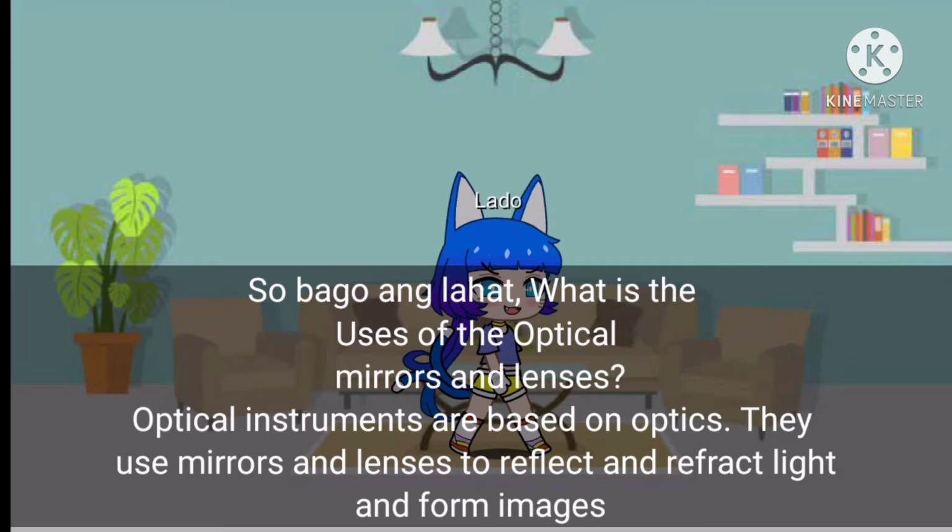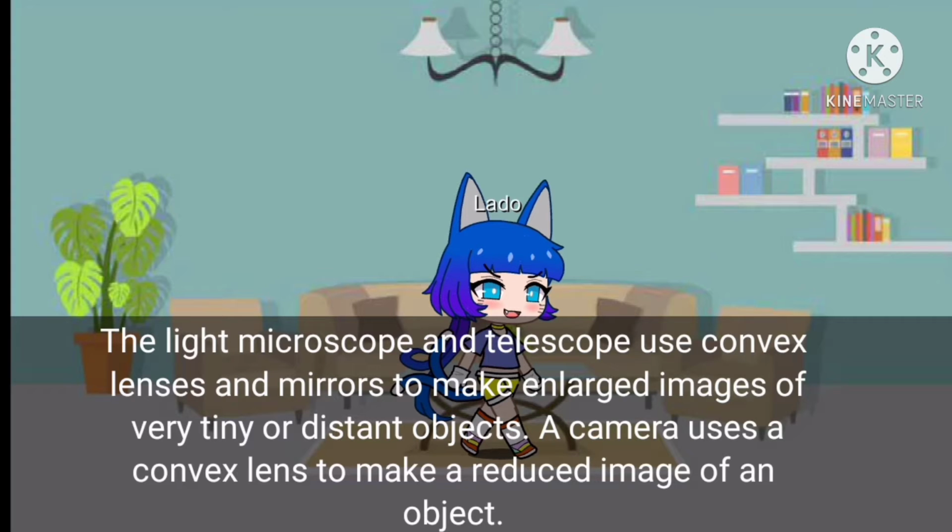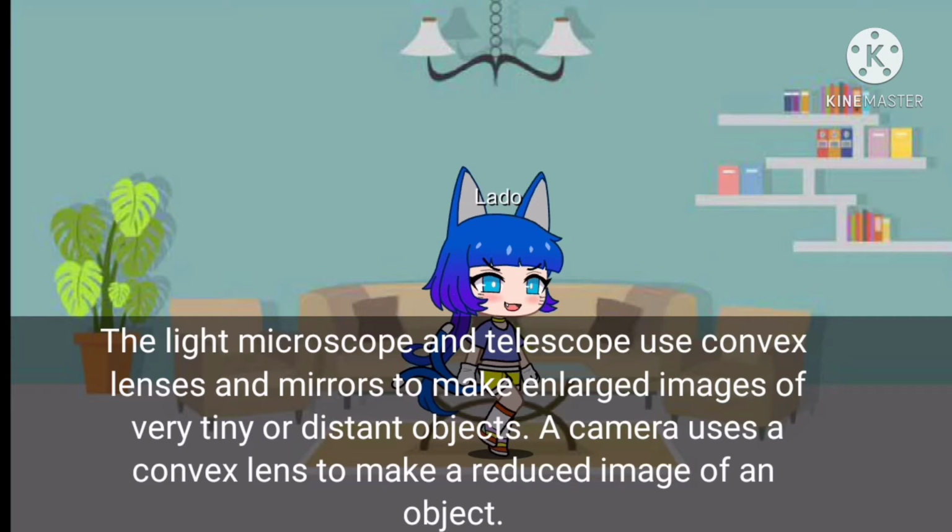So, before anything else, what are the uses of optical mirrors and lenses? Optical instruments are based on optics. They use mirrors and lenses to reflect and refract light and form images. The light microscope and telescope use convex lenses and mirrors to make enlarged images of very tiny or distant objects. A camera uses a convex lens to make a reduced image of an object.